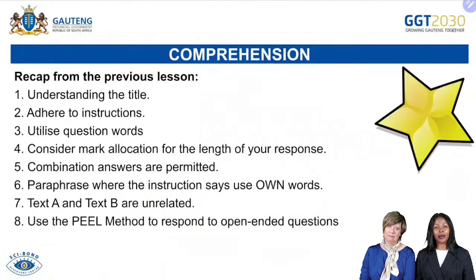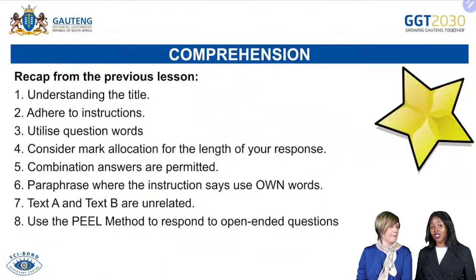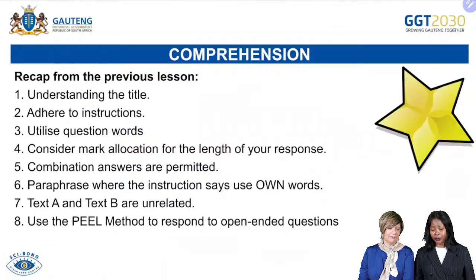Combination answers are permitted. Remember, with open-ended questions, you can say yes, no, or you can combine both yes and no. But you only get an award if your response is well substantiated. Paraphrase where the instruction says use your own words. You will see the difference in how we paraphrase between a summary and a comprehension. In the case of comprehension, make sure that you paraphrase your answers by using your own words as far as possible. Then remember, text A and text B are unrelated.